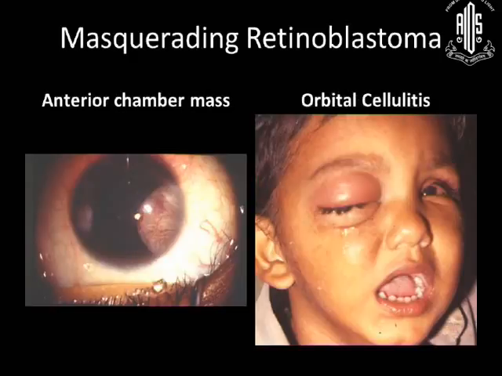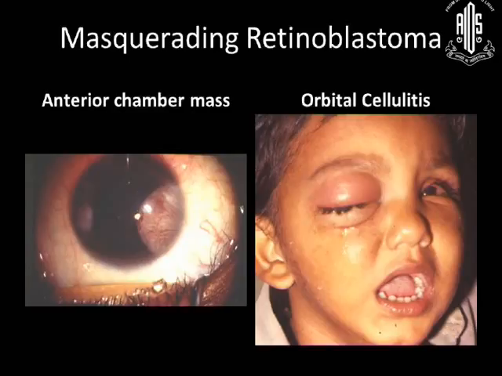It can present as mass lesions in the front part, and again it can present as orbital cellulitis. As I mentioned, when the tumor outgrows its blood supply and dies, it sets up an inflammatory reaction which can present as an orbital cellulitis. This is not orbital extension of a tumor, but just a reaction to the death of the tumor.